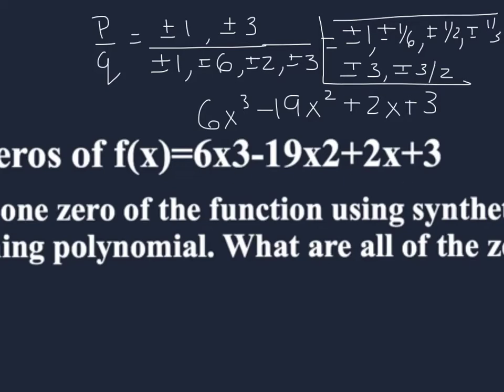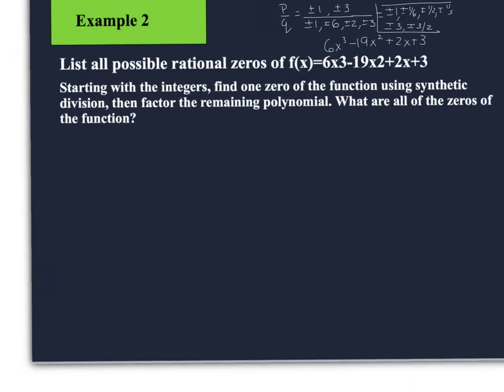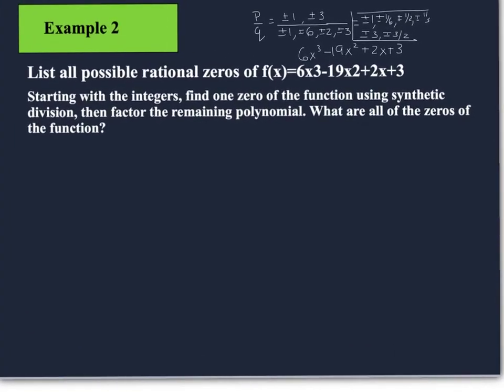So now that I have that, starting with integers, I want to find one zero of the function using synthetic division, then factor the remaining polynomial. So the integers in this case would be plus or minus 1, plus or minus 3. So it narrowed it down for us, which was really nice. We don't have our graphing calculator in this example, so I'm going to start with 3 and hopefully I get lucky. So let's do synthetic division.